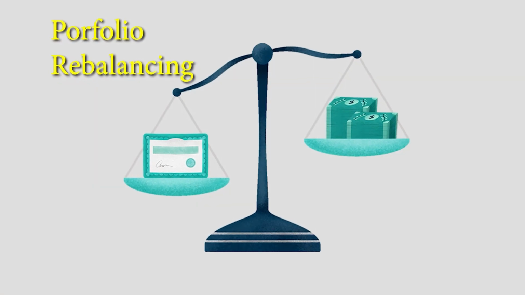Let's start with rebalancing. Rebalancing ensures that your portfolio stays aligned with your original strategy. If one stock grows faster than others, rebalancing helps you sell some of the overperformers and reinvest in underperformers to maintain the right balance. Depending on your strategy, you could rebalance monthly, quarterly, or annually.